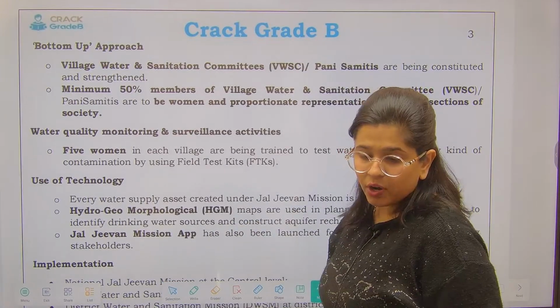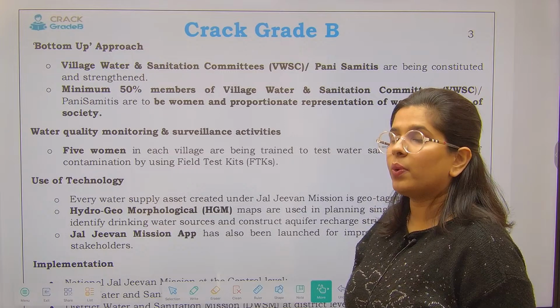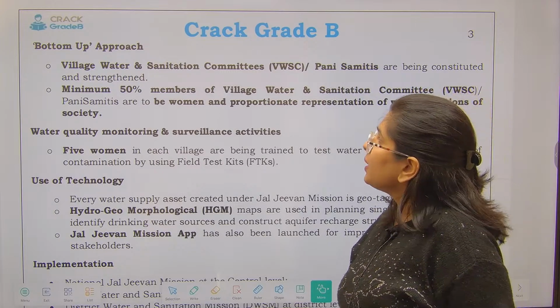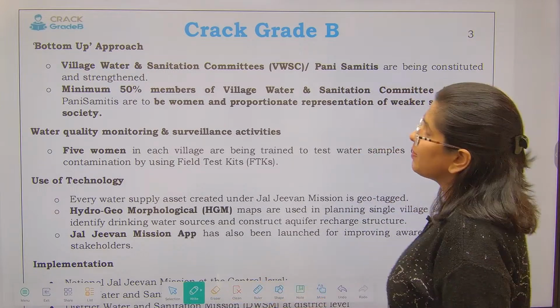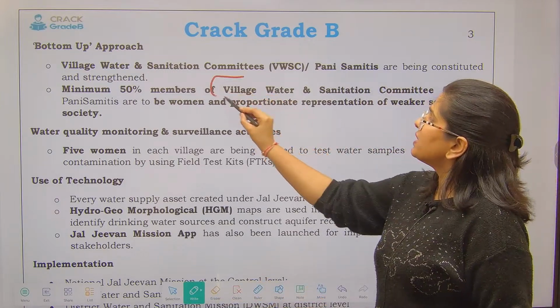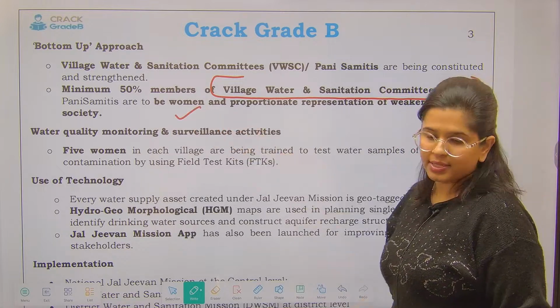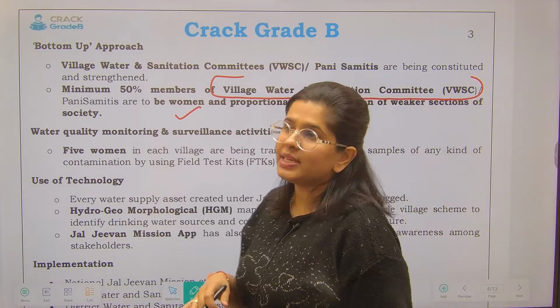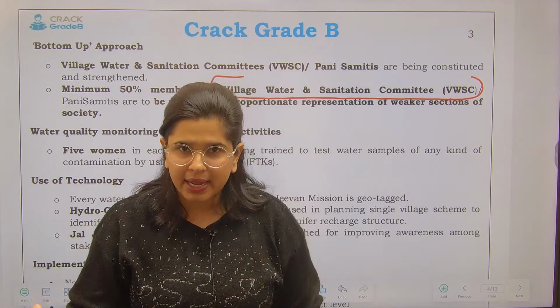So that LPCD was for the liters, right, and it is measuring the quantum of water required per capita. Right, bottom up approach, village water and sanitation communities are there. Minimum 50% members of this village water and sanitation community need to be women. So yes, the gender component has also been taken into consideration over here, that okay, we will make water committees.